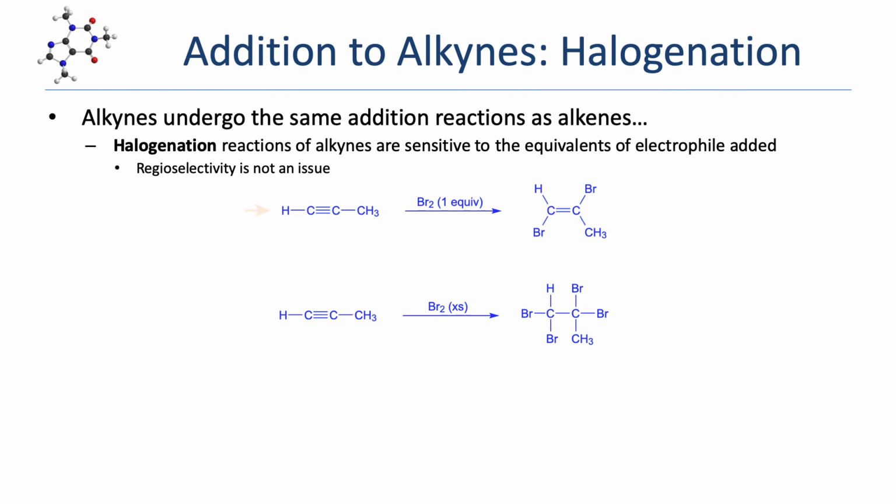other pi bond intact. Addition of a second equivalent, or excess, Br2 results in the formation of a tetrahalide, with each carbon of the alkyne now bonded to two bromine atoms.